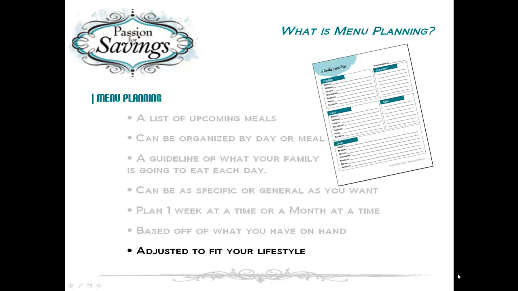And it's adjusted to fit your lifestyle. If you have baseball practice 3 nights a week and you know that before the week begins, you're going to plan a quick and easy meal, let's say those 3 nights. And you're going to write those in on those nights where you know you're not going to be home till 6, 7 o'clock at night and you need to get dinner on the table quickly.